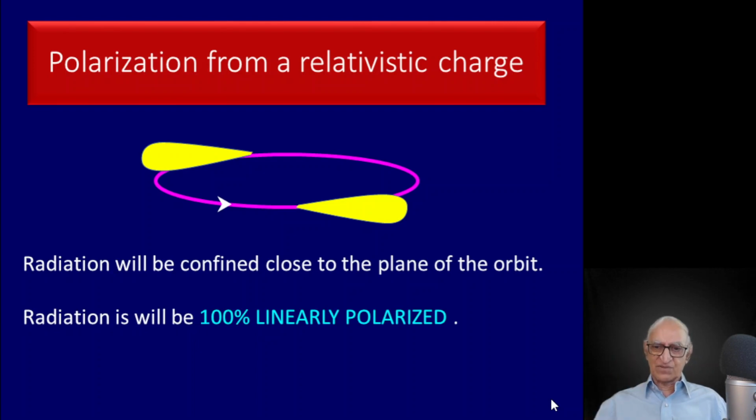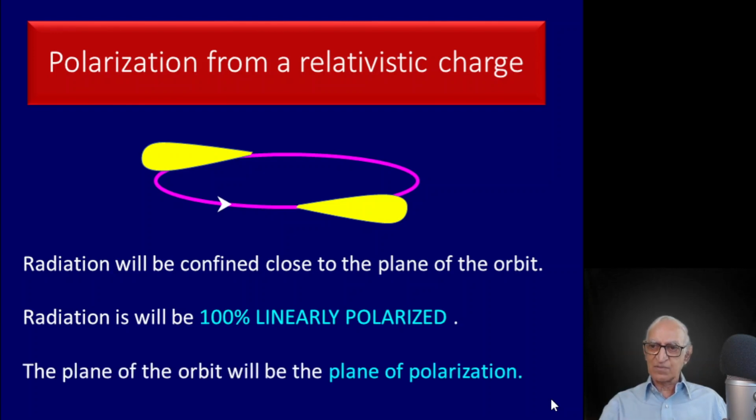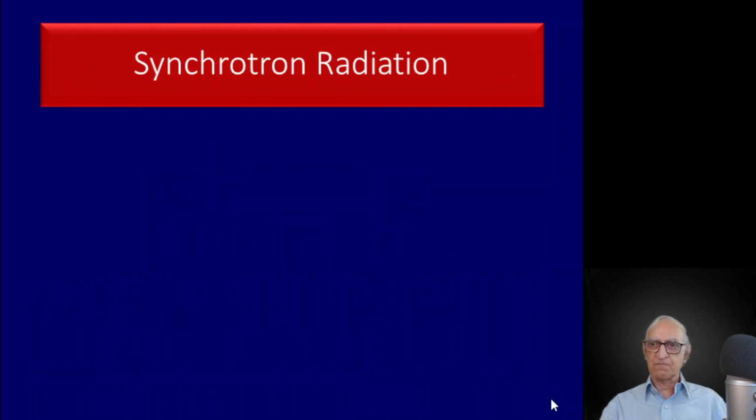If there is a charge going around in this plane, in this piece of paper, at relativistic speed, if I look from above, I don't see any radiation. If I look from below, I don't see radiation. I see radiation only if I look in the plane of the orbit, and there the radiation will be 100% linearly polarized. And the plane of polarization will be in the plane of the orbit.